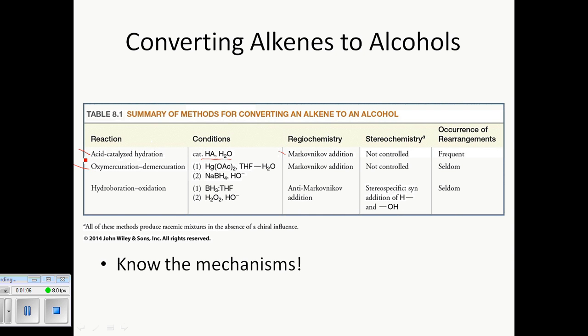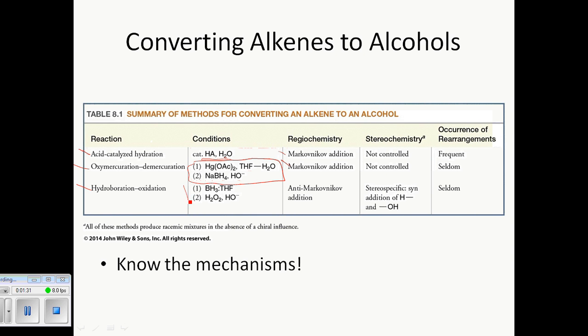And then there's the oxymercuration, demercuration. So we're going to have quite an involved set of reagents that give us a Markovnikov addition again, and you get to make an alcohol out of certain types of alkenes. And then finally, hydroboration oxidation.